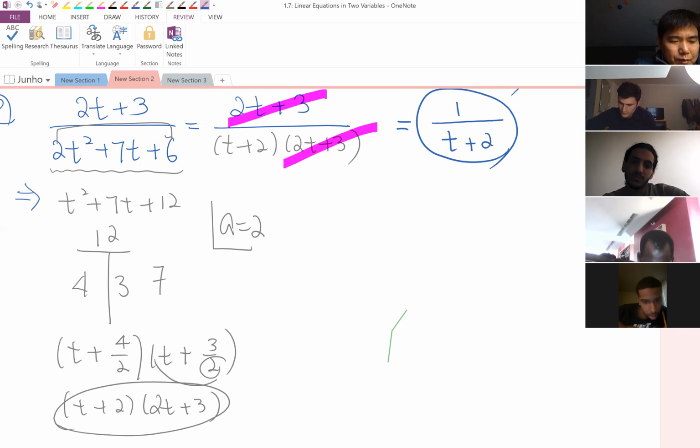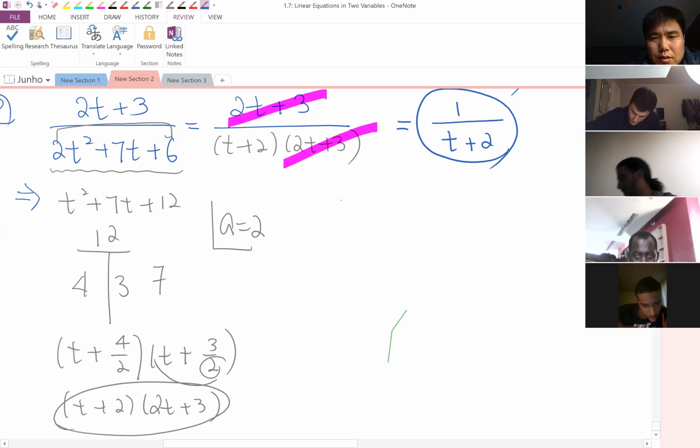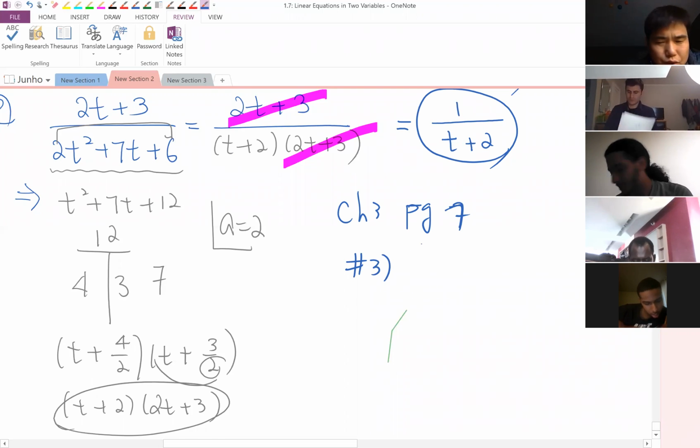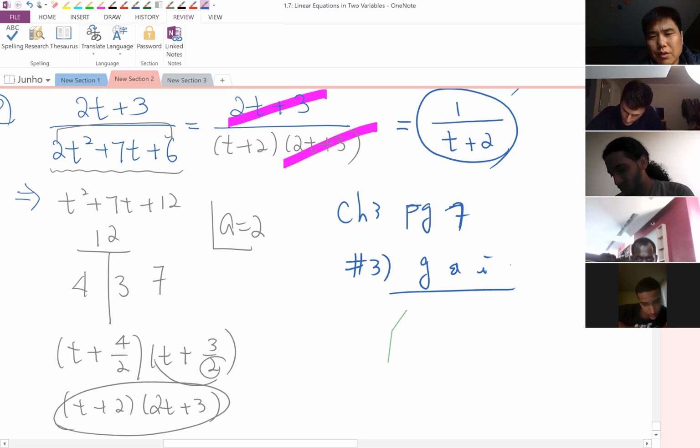Okay, so I'm going to give you a few more minutes again. Please do G and I, same page, chapter 3, page 7, number 3, G and I. Then we will go over the question together soon.